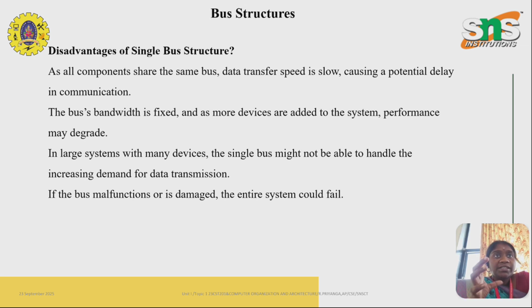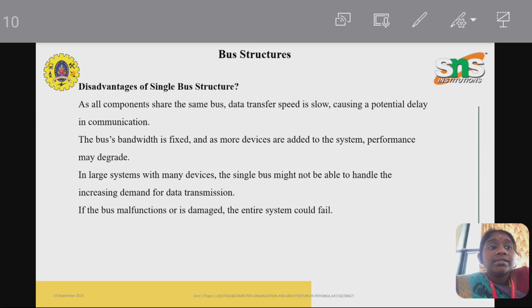And also, a single bus structure is a computer organization where the CPU, memory, and input-output device share one common bus for address, data and control. It is simple and cost-effective, but suffers from bus contention and limited speed, because only one transfer occurs at a time. These are the things we saw in the single bus structure.